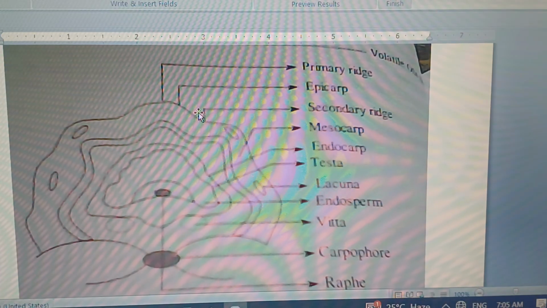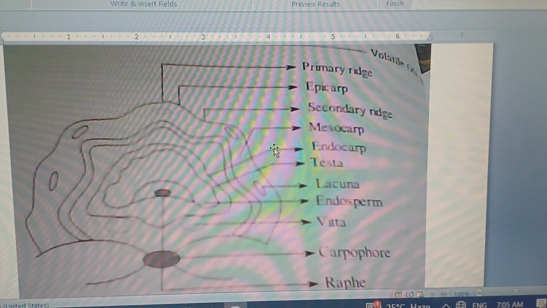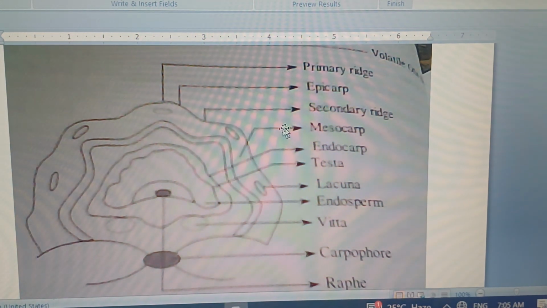Okay, this is the secondary ridge and a primary ridge. This is the primary ridge, primary. Now we are coming to this, the secondary ridge. Okay, now next to the primary ridge, epicarp and secondary ridge, you can find the mesocarp. You can see the mesocarpal area. You can watch the mesocarp area.